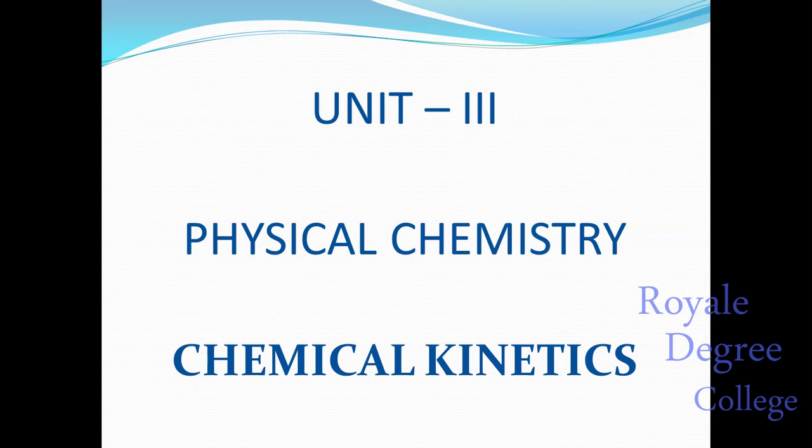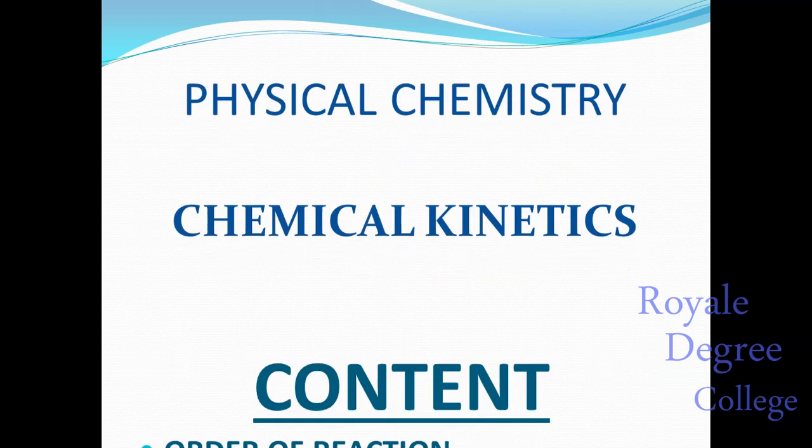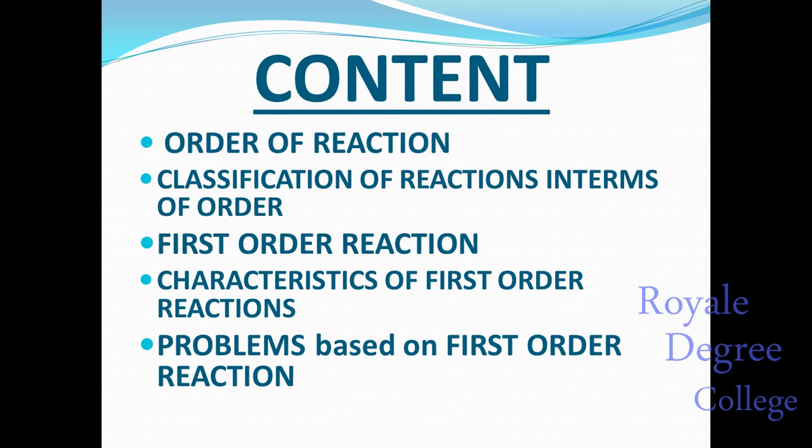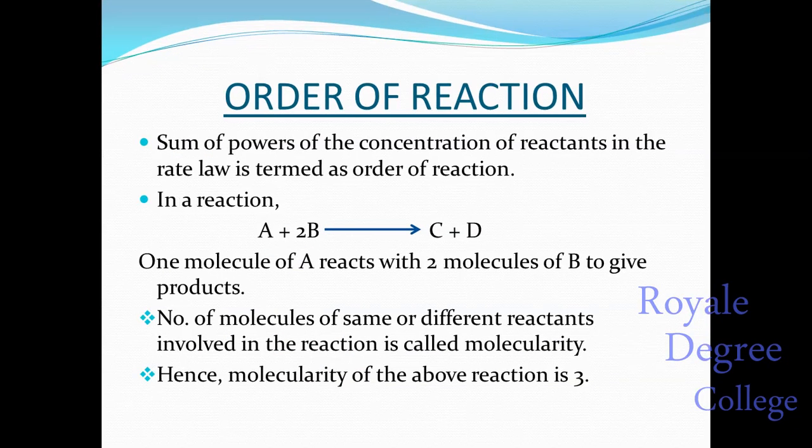As we have already started Unit 3, Physical Chemistry, our chapter name is Chemical Kinetics. In this, today we are going to study about order of reaction, classification of reactions in terms of order, first order reaction, characteristics of first order reactions, and problems based on first order reaction. So we'll see first order of reaction.